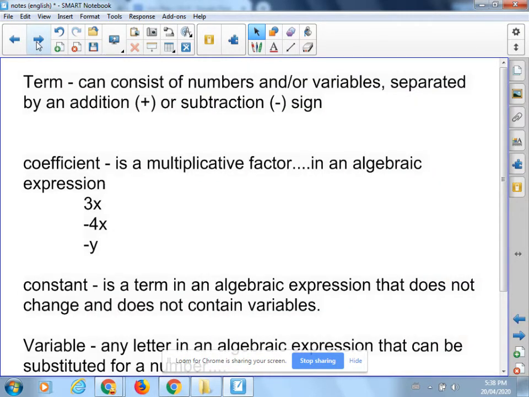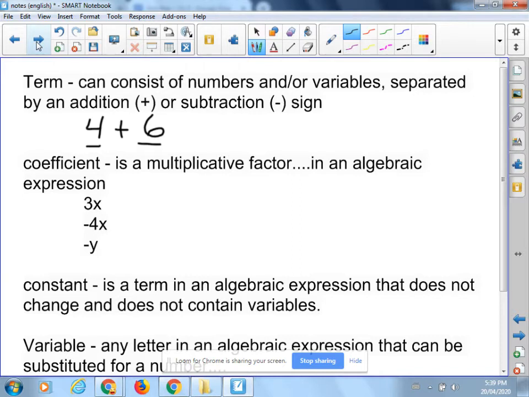So there is some vocabulary that you guys need to remember from previous years. That's very important. So the first one is a term. A term can consist of numbers and or variables that are separated by an addition, like a plus, or a subtraction. For example, if I had something like 4 plus 6, I would say that I have two terms. I have a 4 and a 6.